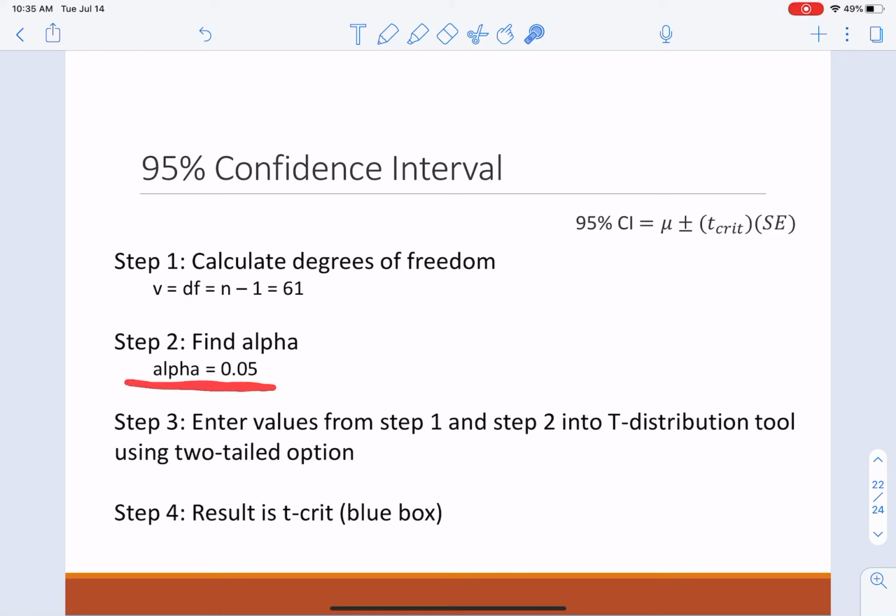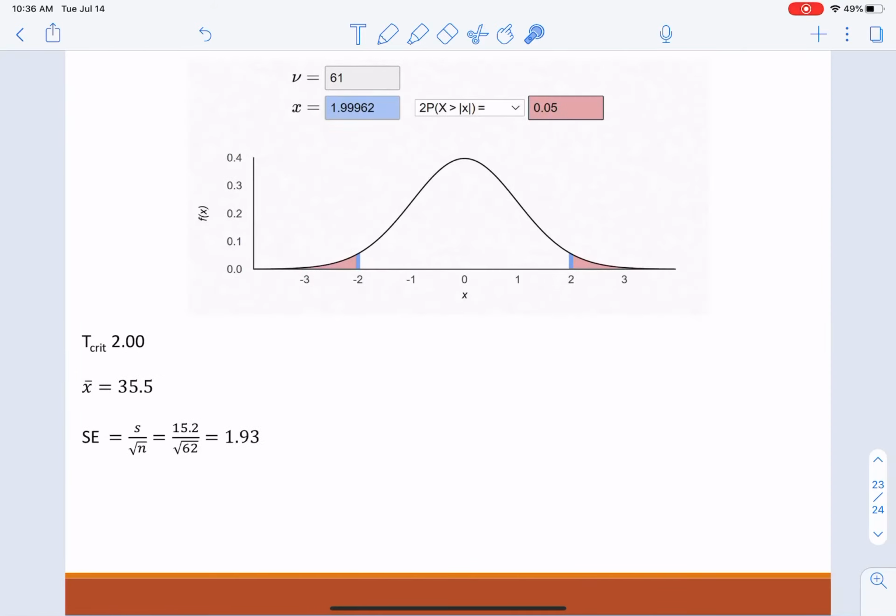Easy peasy, right? Then we just got to plug these two things into our t-distribution tool using that two-tailed option. Always use the two-tailed option when you're making a confidence interval, even when, in this class and only in this class, your question has that direction, still use the two-tailed option, right? In other classes, you'll learn it slightly differently. In this case, I just want the range, right? I just want the range. Okay, and then whatever is the resulting value is your t-crit, okay? So let's take a look.